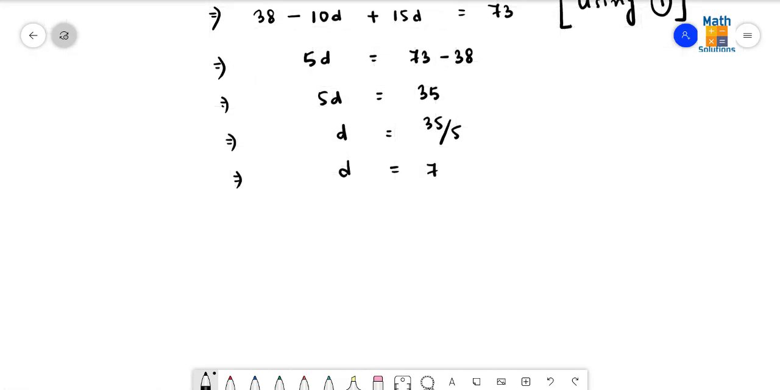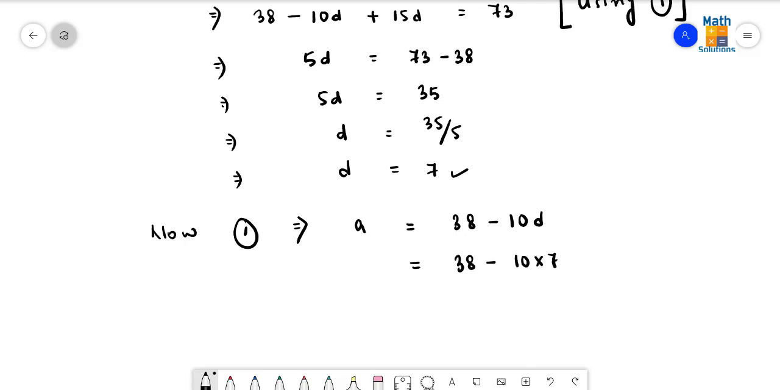So after this, when I come to equation 1, from 1 I can draw the value of a. So in equation 1, a is equal to 38 minus 10d. Here I am going to substitute the value of d, whatever I got just now. So 38 minus 10 into 7, I get here 38 minus 70, and my answer will be minus 32.